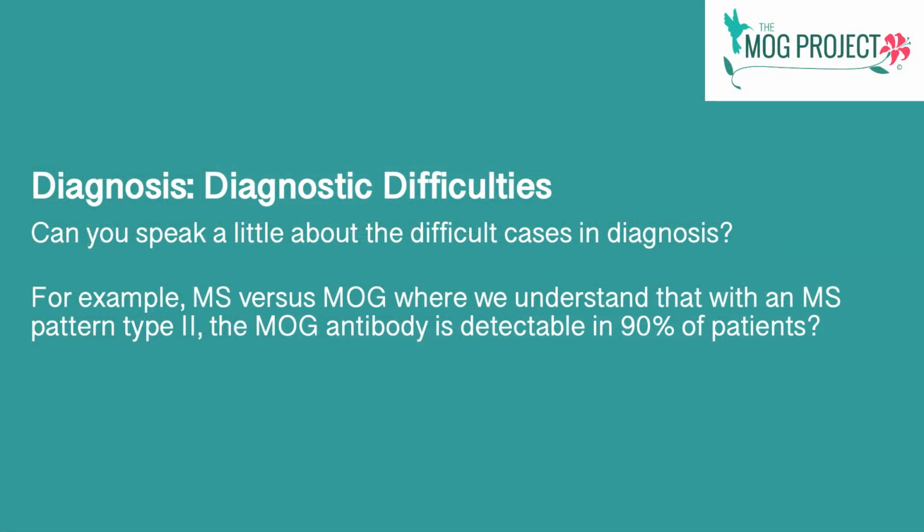This question is for Dr. Chitnis. Can you speak a little about the difficult cases in diagnosis? For example, MS versus MOG, where we understand that with an MS pattern type 2, the MOG antibody is detectable in 90% of patients. Yes, this is a very good question, and it's referring to what was historically known as the MS pathological subsets, and these were subsets 1 through 4. And pattern 2 had a very clear antibody deposition, and so that differed from the other MS patterns 1, 3, and 4.